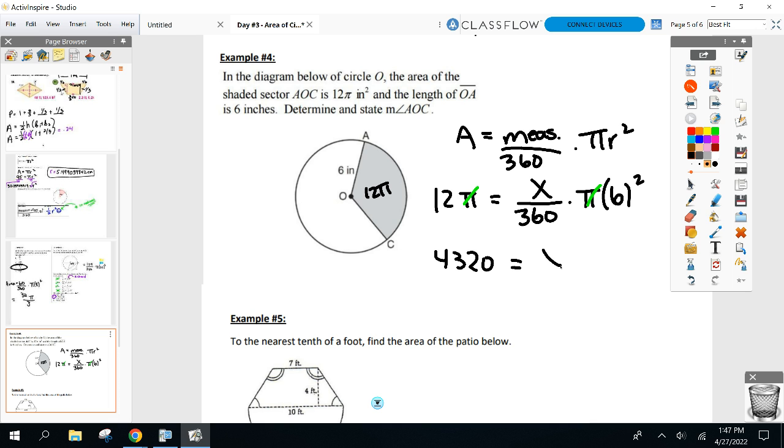We got rid of the 360, so I'm left with x times 6 squared. Next move. Square the 6. I meant 6. Darn right you did.